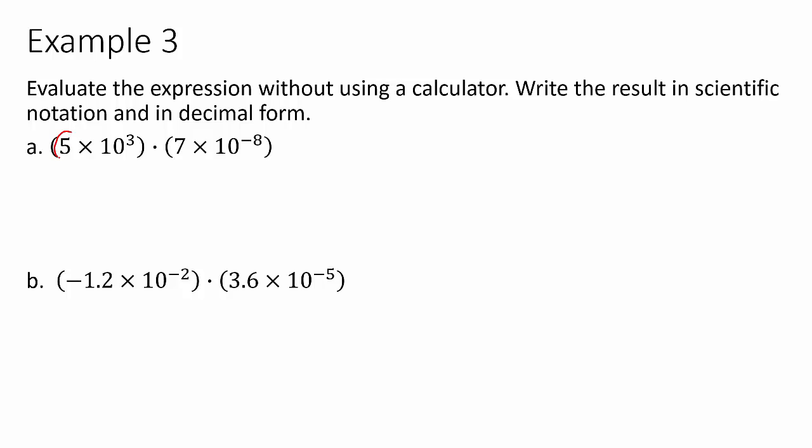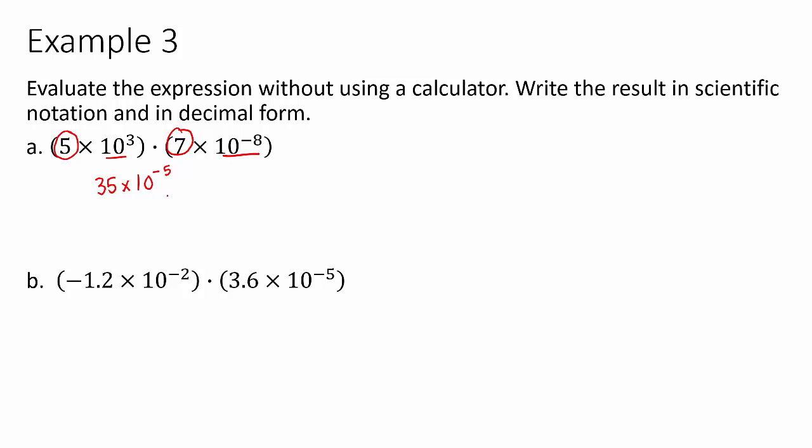Even though these multiplication symbols look different, everything here is being multiplied together. So we're allowed to say, well, let me do the 5 times 7 together first, and then let me do 10 cubed times 10 to the -8. Our exponent rules say that if I multiply together two things with the same base, which is 10, I just need to add their exponents together. So this is 35 times 10 to the -5th.